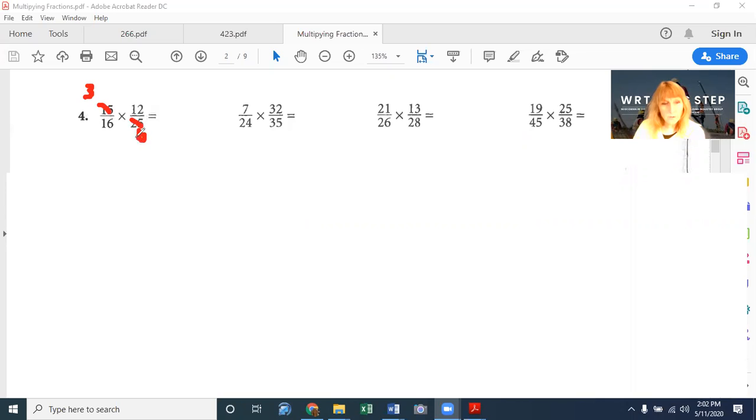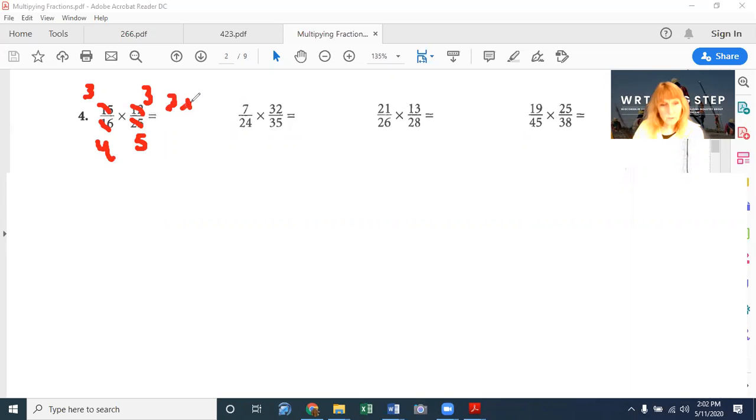Okay, and then I also, that's supposed to be a 5, make a better 5. I also know that 16 and 12, I can divide a 4 into 12 and a 4 into 16. So if I divide 12 by 4, I get 3. And if I divide 16 by 4, I get 4, right?